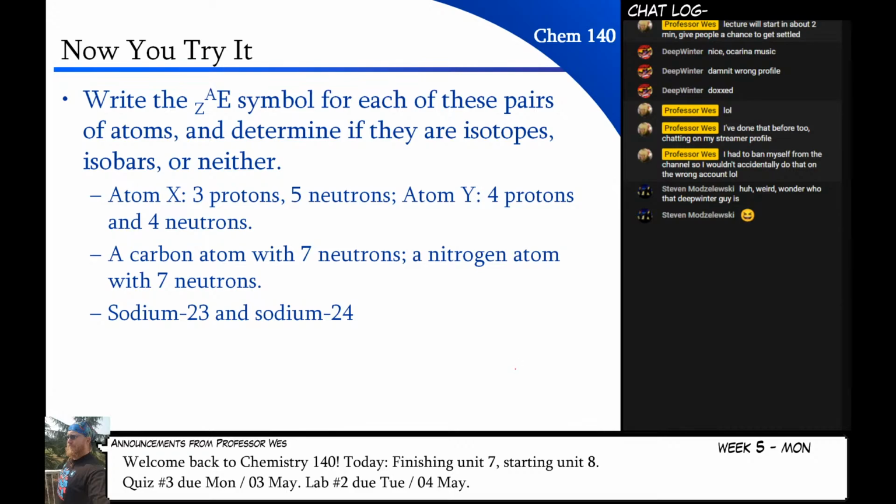All right, let's go over the solution here. For this first one, if I have an atom with 3 protons, that's going to be lithium. And it has 5 neutrons, so its mass number would be protons plus neutrons, so that's 8. The next one has 4 protons, that's beryllium, and 4 neutrons, so its mass number would be 4 plus 4 is 8. So these would be isobars, because they have the same mass.